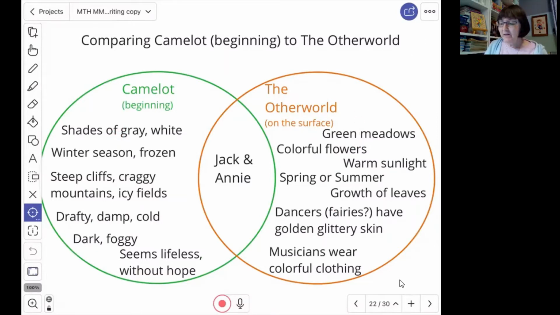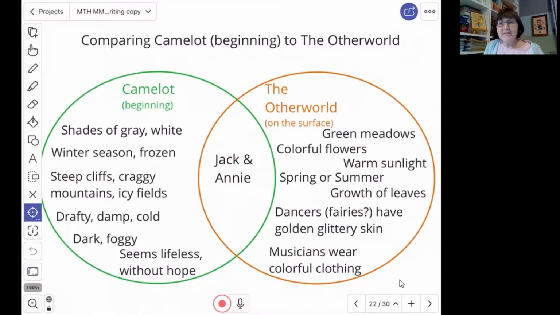In the other world, we had green, we had colorful flowers, warm sunlight, the leaves were growing. Even looking at the surface of the dancers who reminded me of fairies, they had gold and glittery skin. The musicians were wearing colorful clothing. So just on the surface, from what we can see with our eyes and feel, these two places looked very different. What would be the same is that Jack and Annie were in both places.